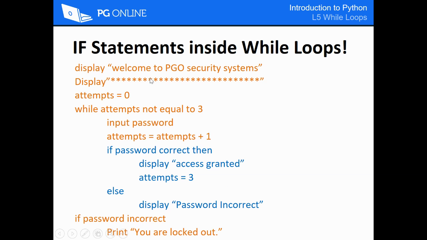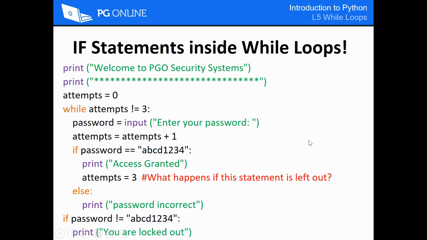Here's an example of a nested if statement. So, welcome to PGO Online Systems. We've got attempts is 0. While attempts is not equal to 3, we'll keep asking you for the answer and adding. Once you get to 3 attempts, which happens on most phones now, it will lock you out. And obviously, if you get the answer correct, it will let you in. That's what this code is essentially showing here. So take a look at it, get an understanding of it. We'll use this later on.